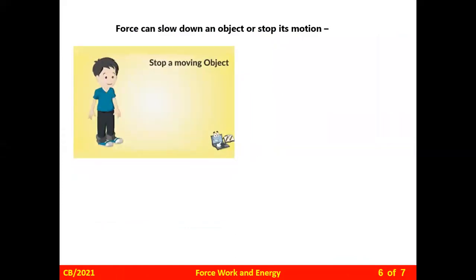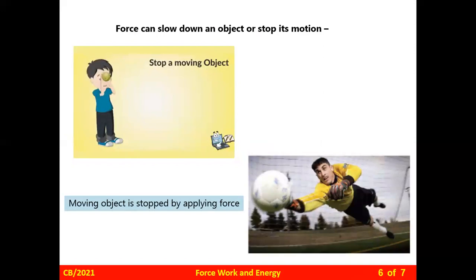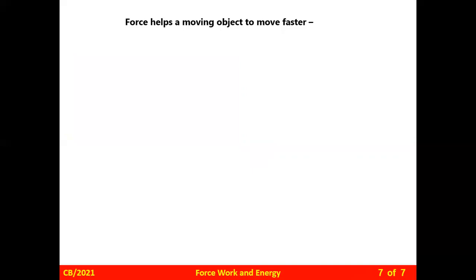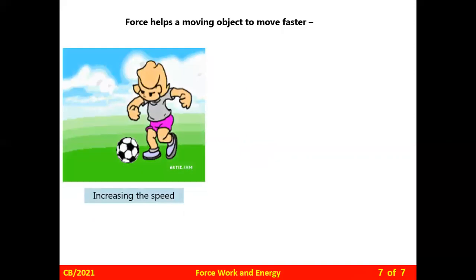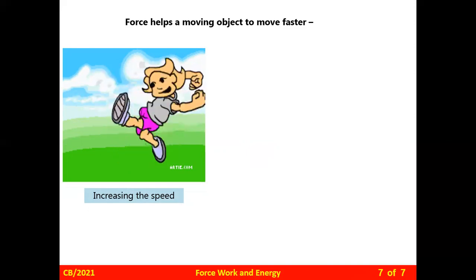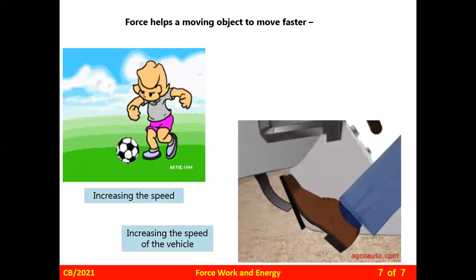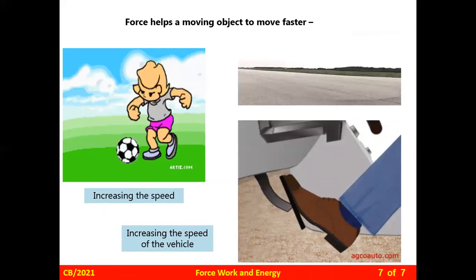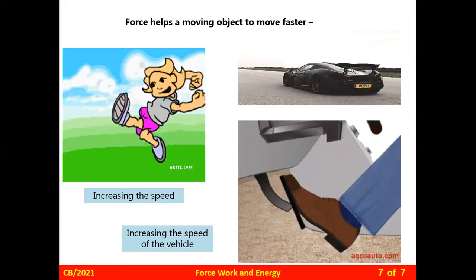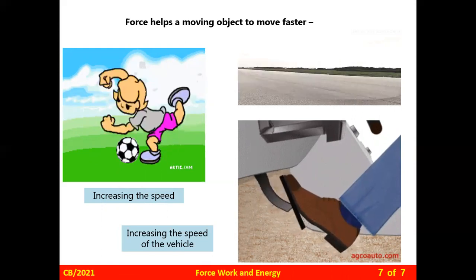Next effect, force can slow down an object or stop its motion. Something like catching a ball, or as simple as stopping a ball from hitting the goal. So force can slow down an object or stop its motion. Thirdly, force helps a moving object to move faster. By increasing the speed, you can actually help the object move faster. Something like kicking a football with all the force, all the strength you have, or increasing the speed of a vehicle like a car for going faster. So we use an accelerator, of course, in a car, and the object starts moving really fast.